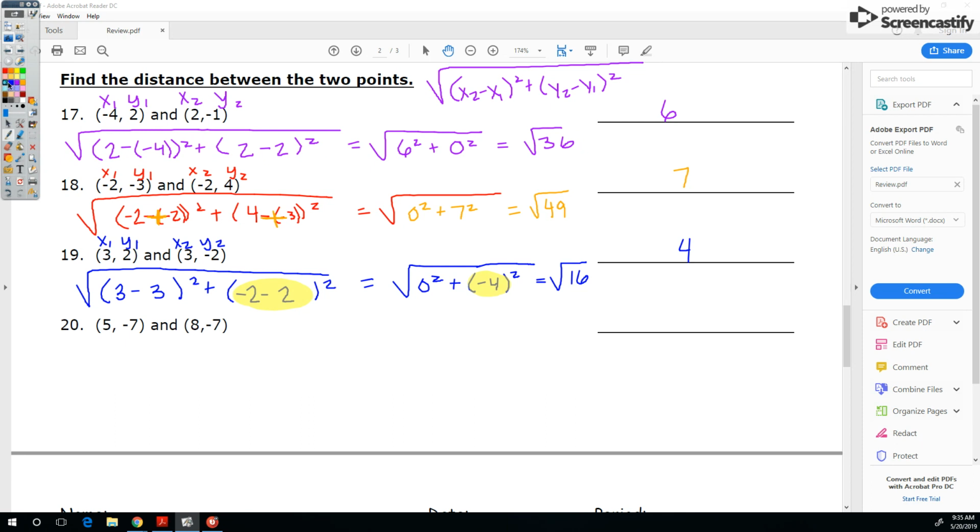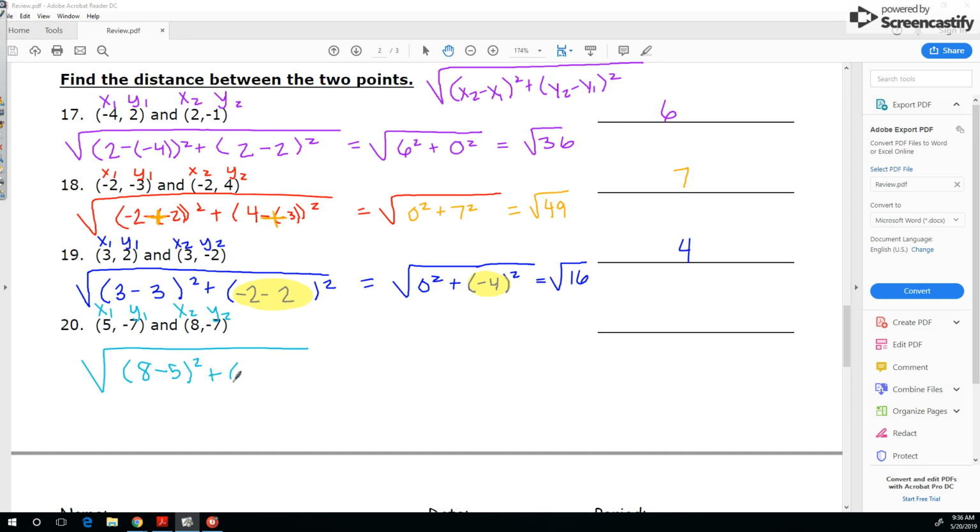What color haven't I used? Use this one. Okay, x1, y1, x2, y2. So x2 minus x1 plus y2 minus y1. And again, this becomes 0.